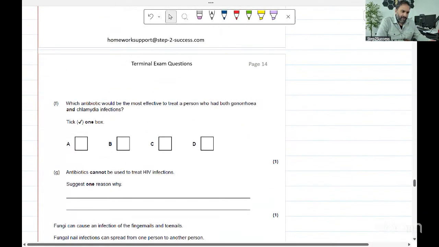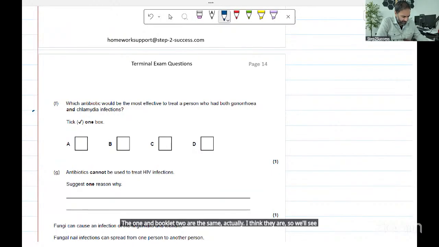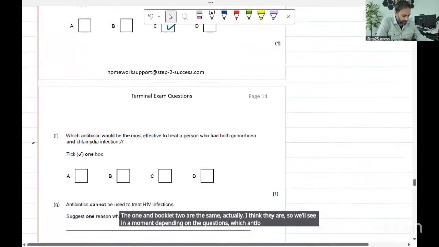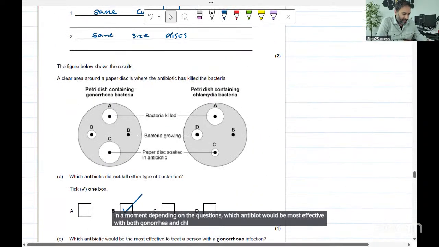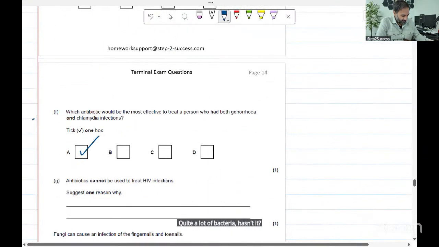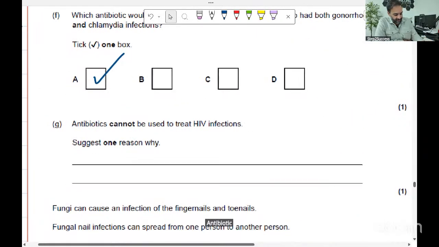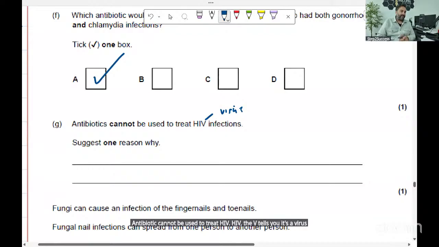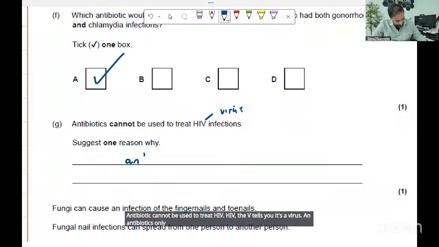I think booklet 1 and booklet 2 are the same, actually. I think they are. So we'll see in a moment, depending on the questions. Which antibiotic would be most effective with both gonorrhea and chlamydia? Probably A, because A's killed quite a lot of bacteria, hasn't it? Antibiotics cannot be used to treat HIV. HIV, the V tells you it's a virus, and antibiotics only kill bacteria, not viruses.